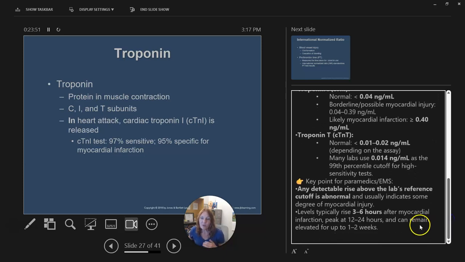So any detectable rise above a lab's reference cutoff, so know what that reference cutoff is, is considered abnormal and usually indicates some type of myocardial injury. Our levels typically rise 3 to 6 hours after myocardial infarction, and they peak at 12 to 24 hours after the MI. They can remain elevated for up to 1 to 2 weeks after the incident has occurred.